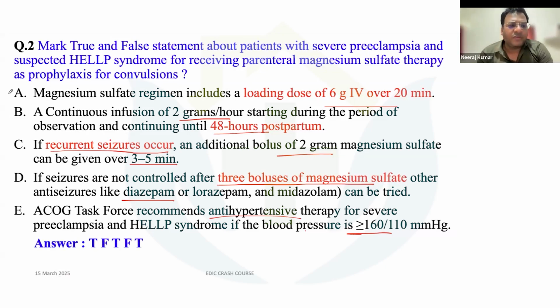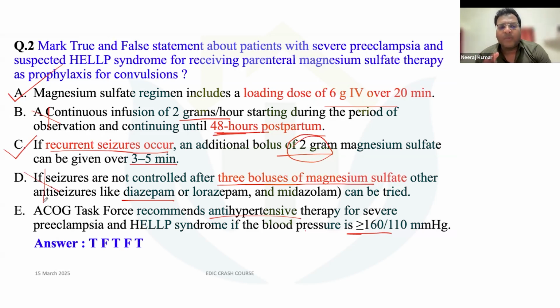So if we see, the first option is true. The magnesium sulfate regimen is 6 gram IV over 20 minutes. The second option is not true. It is false, because continuous infusion of 2 gram per hour is the correct dose, but the duration is not right. And the third option is true. If your patient is having a recurrent seizure, definitely you have to add 2 gram of magnesium sulfate as an additional bolus dose.